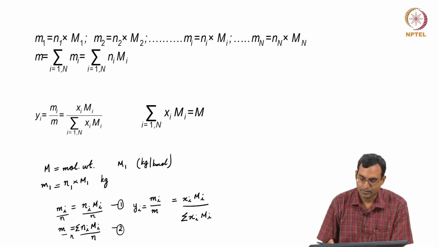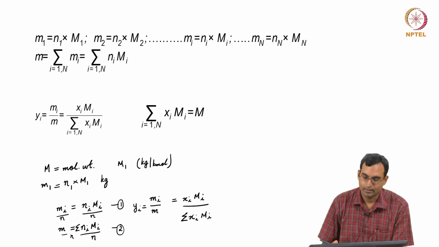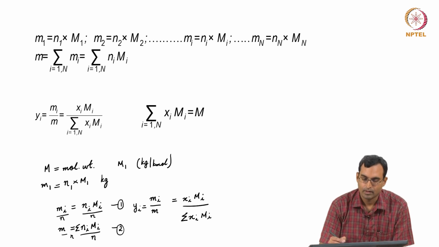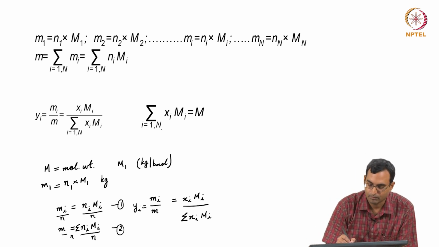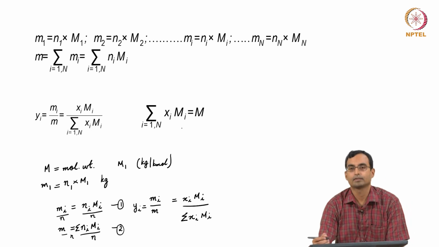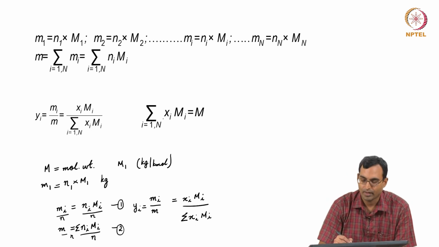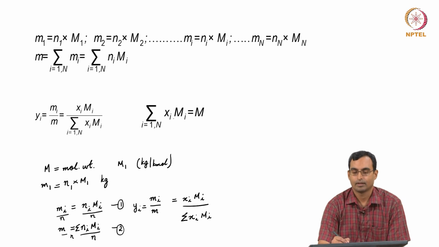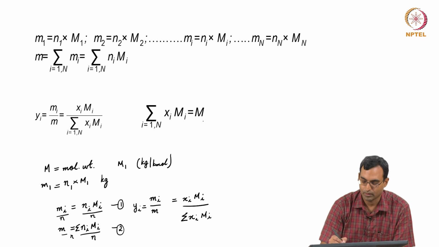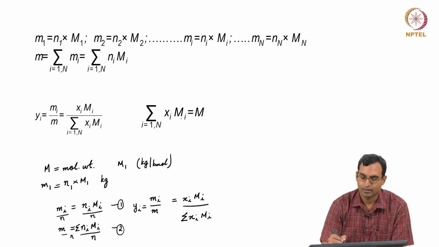In a similar fashion, what we can look at is the molecular weight of the mixture. The molecular weight of the mixture is now given by this formula over here. So, the molecular weight of the entire mixture is the mole fraction of each species times its corresponding molecular weight, summed over all species, which gives us the molecular weight of the mixture.